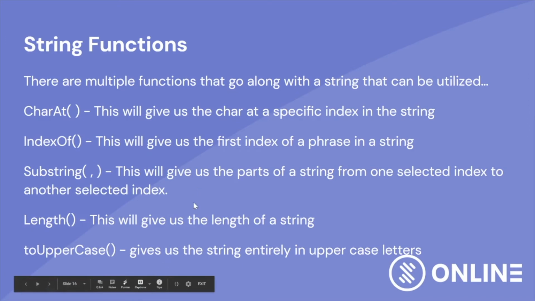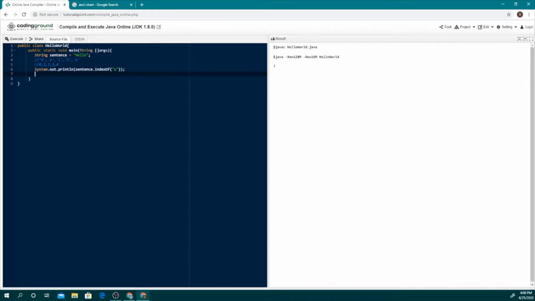Substring will give us parts of a string from one selected index to another selected index, so from one location to the other location. So it would go like this.